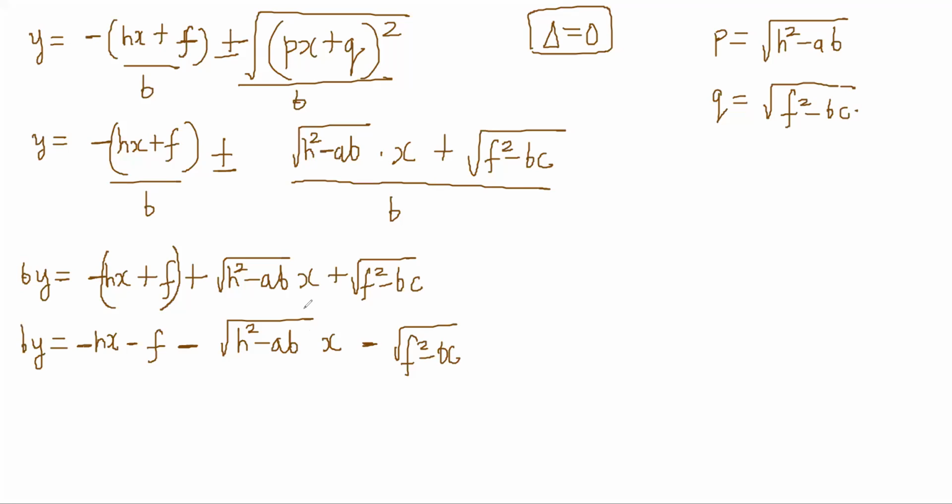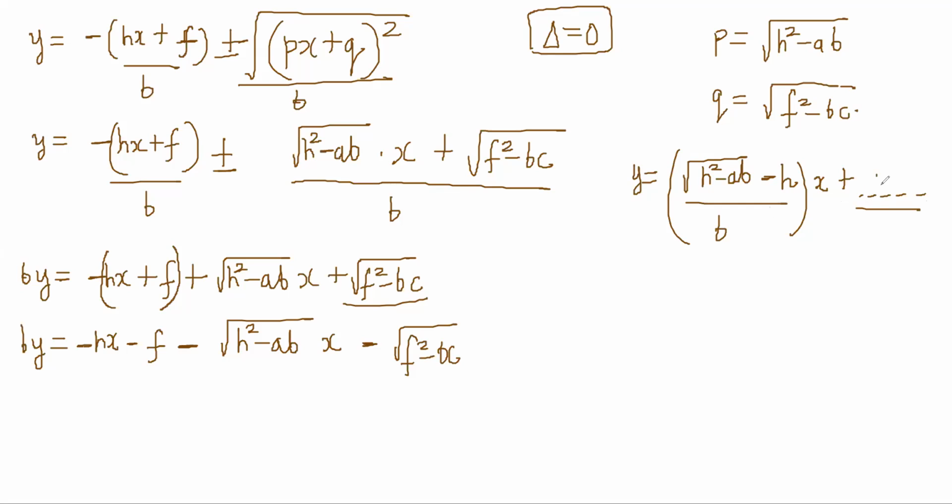So now these are my two equations. What I want is just basically the slope. So I will collect the x terms together. Y is equal to root over h square minus ab minus h by b into x, plus some stuff. I don't even care about the rest of the stuff. I only care about the slope of that line. So this is my y is equal to mx plus something.